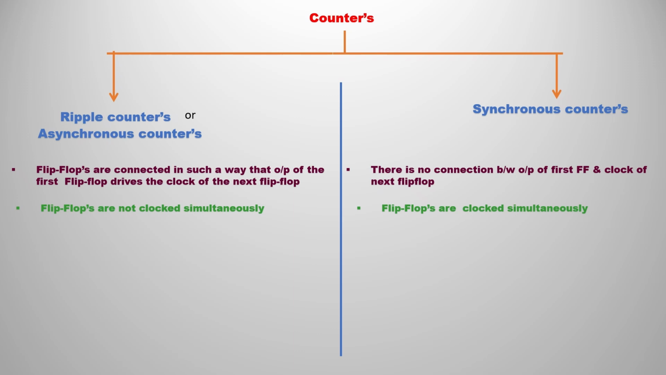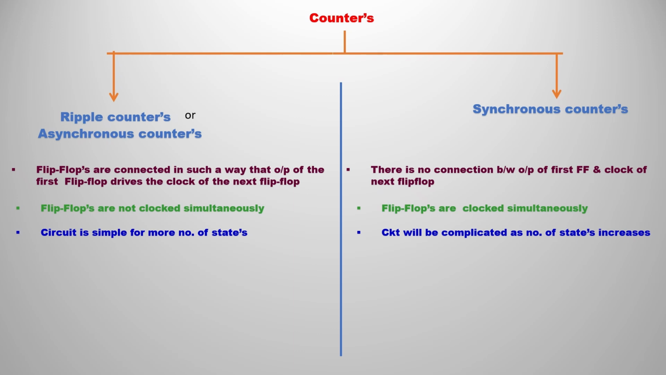The next point, if you observe in the table on the ripple counter or asynchronous counter side: flip-flops are not clocked simultaneously. You already know that. The previous output will be clocked to the next flip-flop. That is the thing that we saw in the ripple counter. But in the synchronous counter, the flip-flops are clocked simultaneously. So this is the important point.